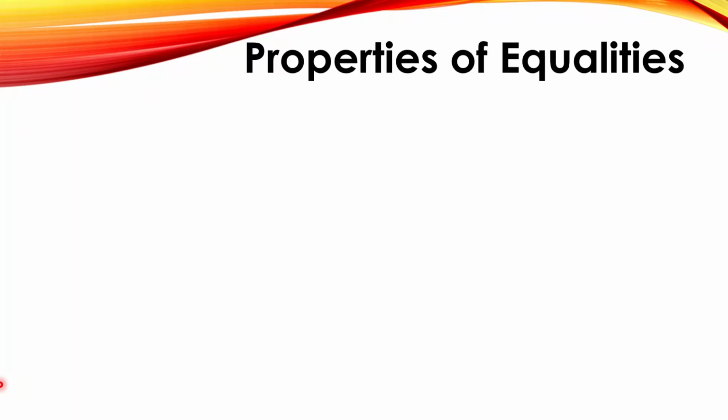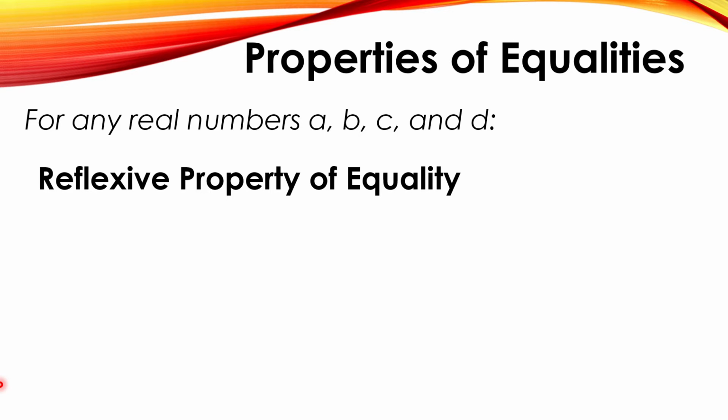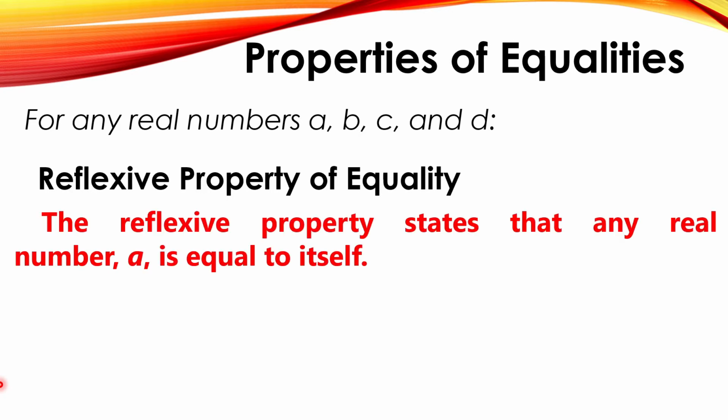So first, I'm going to discuss about the properties of equality. So we have here 8 properties, for any real numbers a, b, c, and d. So first, reflexive property of equality. The reflexive property states that any real number a is equal to itself. So a is equal to itself. For example, 1 is equal to 1, i is equal to i.